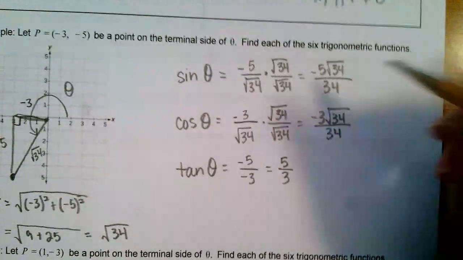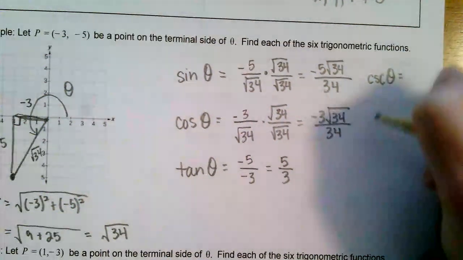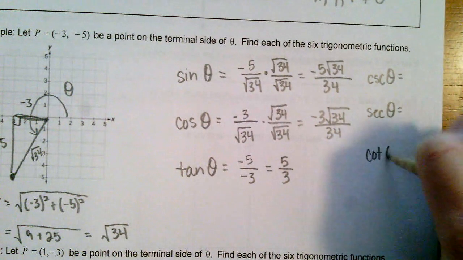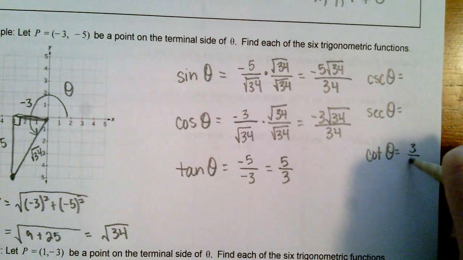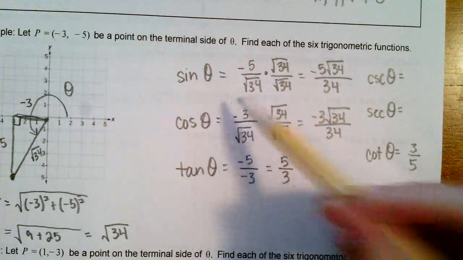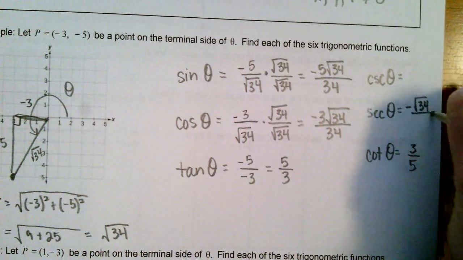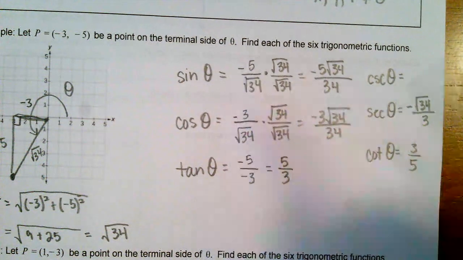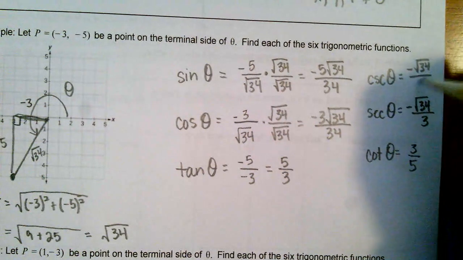Quickly, I can find my reciprocal functions. My cotangent is probably the easiest because it doesn't have any radicals. It is 3/5. And for my secant, I take the reciprocal of the cosine, so I get negative square root of 34 over 3. And again, for my cosecant, I can take the reciprocal here, so I get negative square root of 34 over 5.